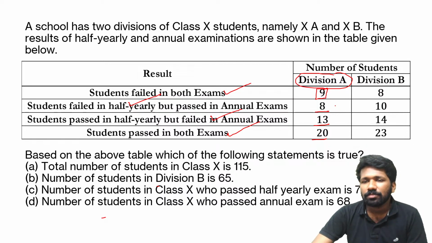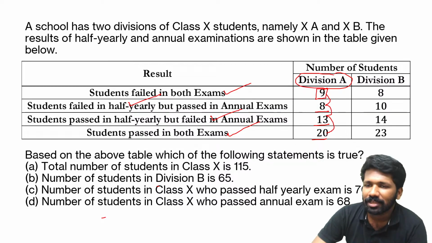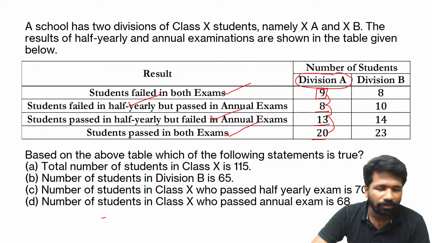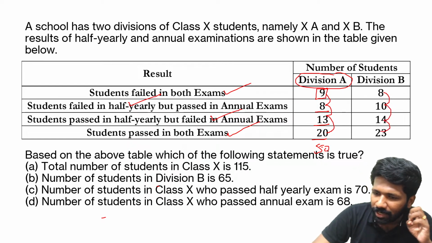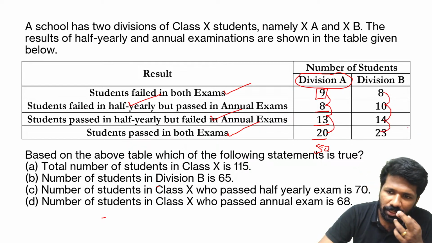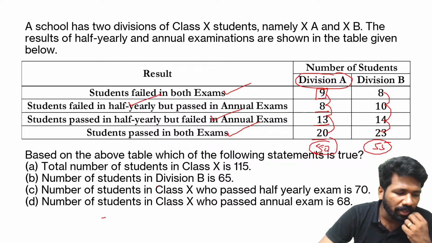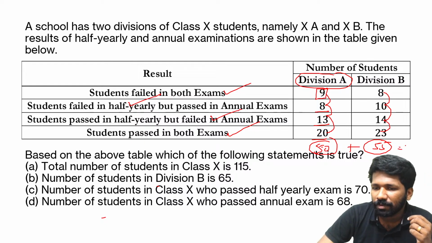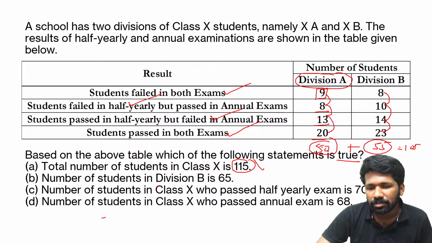That means to find the total number of students in division A, you have to just add all these values. 9 plus 8 plus 13 plus 20, that is 17 plus 13, 30 plus 20, 50. And division B will be similarly adding all these values, that is 18, 28, 32, 32 plus 23, 55. So total students in class 10 will be 50 plus 55, 105. So 105, it is not 115. True statement is asked, so this is not true.